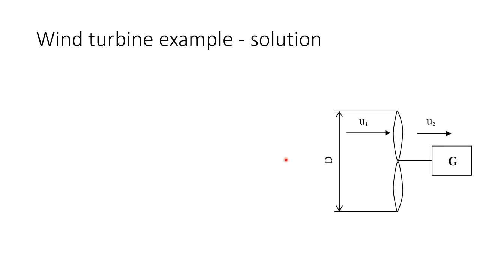So going for the solution, we can draw an illustration diagram of our problem, where we have the blades of the wind turbine with wind speed in front of it. After the wind turbine, the wind speed is lower, we have a certain diameter, and the kinetic energy is converted into shaft energy and then by generator into electricity.